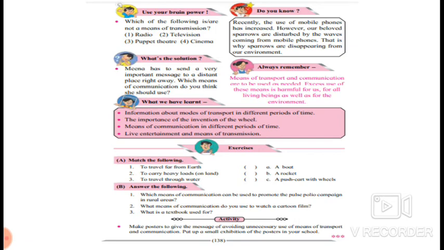Page number 138. Use your brain power. Which of the following are not means of transmission? Radio, television, puppet theatre, cinema. Do you know? Recently, the use of mobile phones has increased. However, our beloved sparrows are disturbed by the waves coming from mobile phones. That is why sparrows are disappearing from our environment.